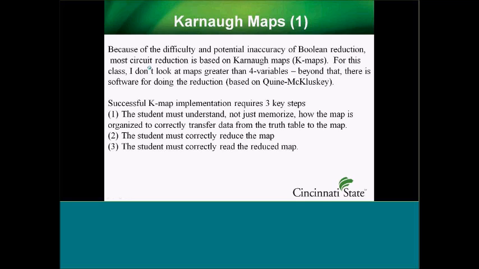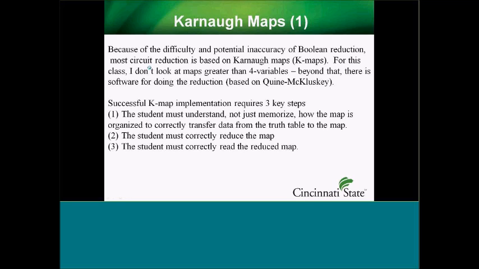So usually for this class, I don't look at maps greater than 4 variables. Some professors like to teach 5 variables, even 6 variables, and it just gets all kind of Rubik's Cube-like. To some extent, there's software for doing this, or numerical algorithms like the Quine-McCluskey method. If you're getting a lot of variables in there, then you just let the computers handle it. But three or four variables, that's absolutely something the student should understand and be able to do fairly readily. And I have to remind them that it's not an automatic thing.